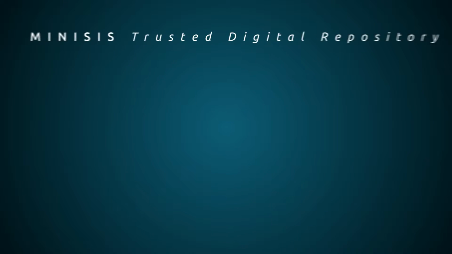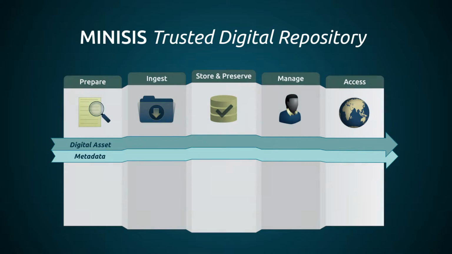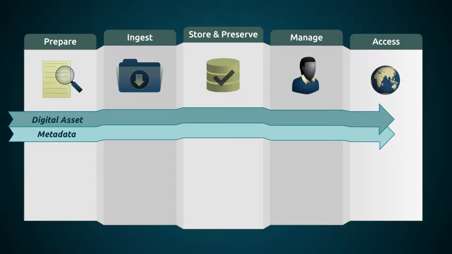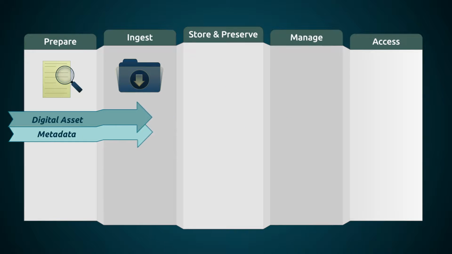The Minisis Trusted Digital Repository is designed to provide an easy step-by-step approach to digital preservation. This process can be as simple as dragging and dropping a file into the TDR for fully automated processing, or it can be a planned archiving project where file relationships are taken into consideration, your digital assets are described, and links are made to other systems.